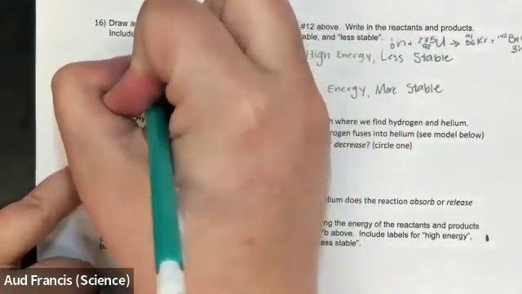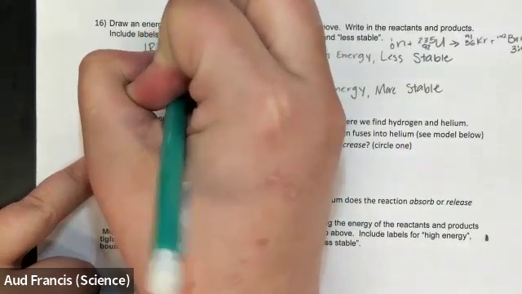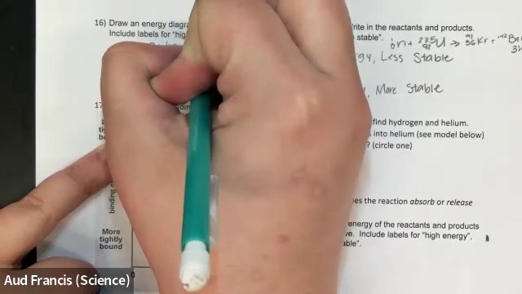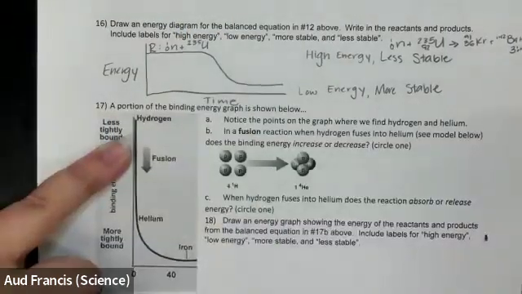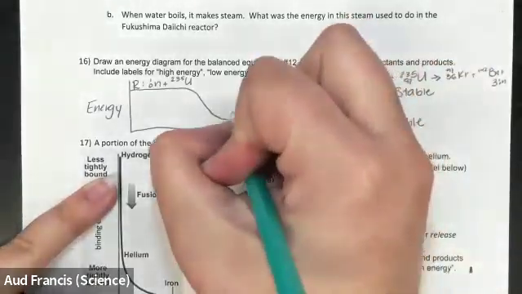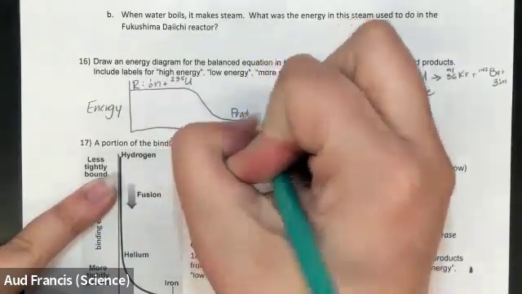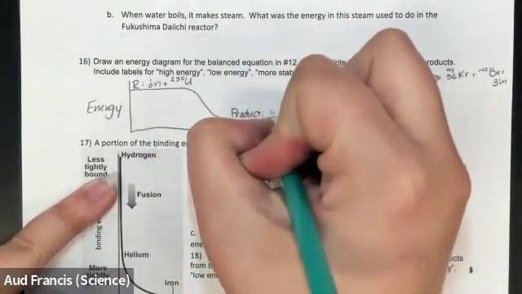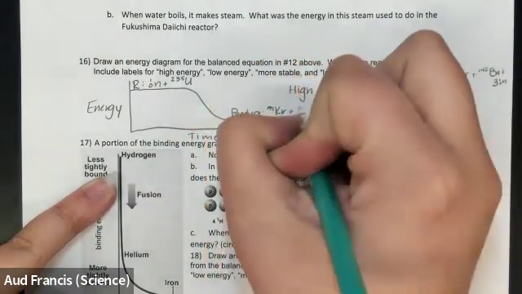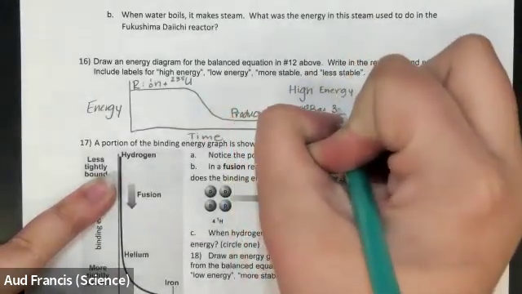So I'm going to put our reactants up here. And our reactants were that neutron and U-235. So those are my reactants. For the product, that's R for reactant and then P for product. That's going to be your krypton-91 plus barium-142 plus 3 neutrons.